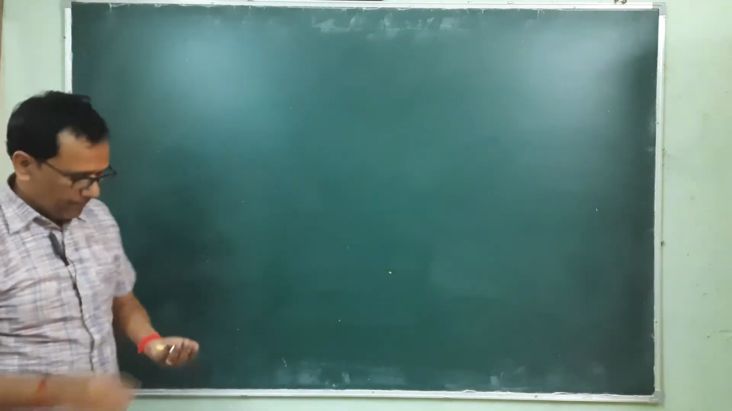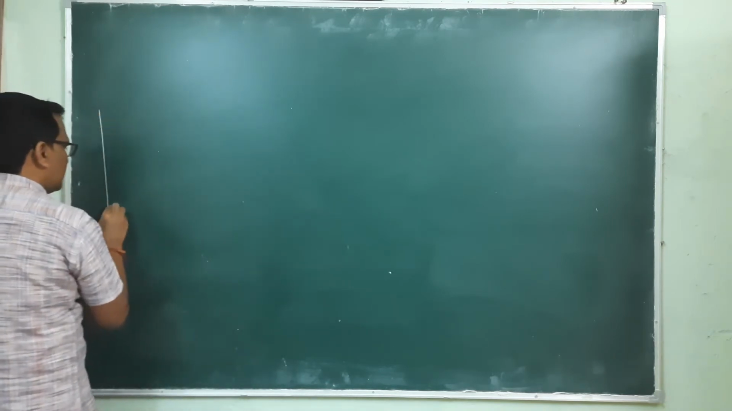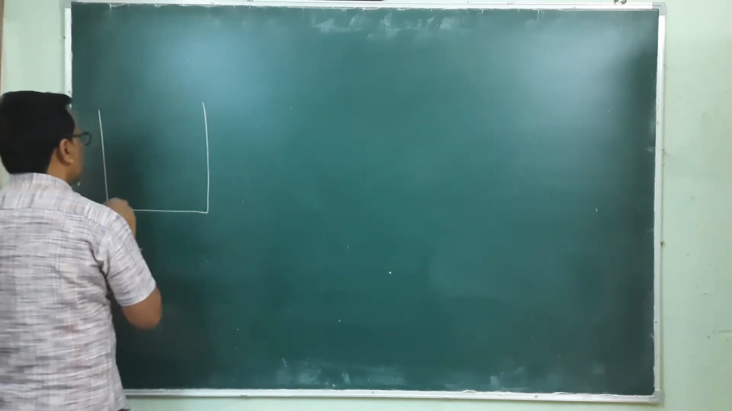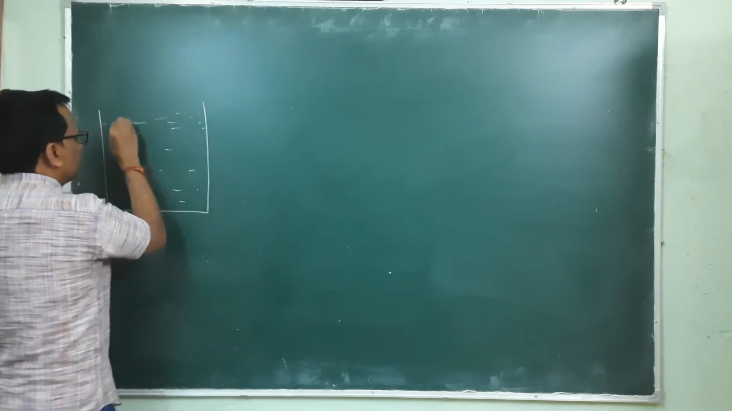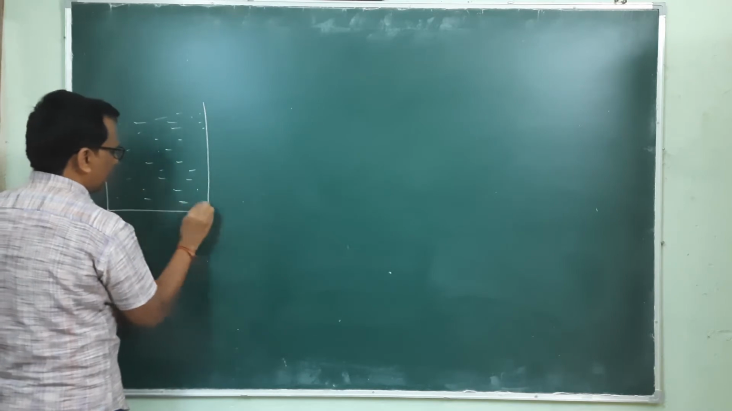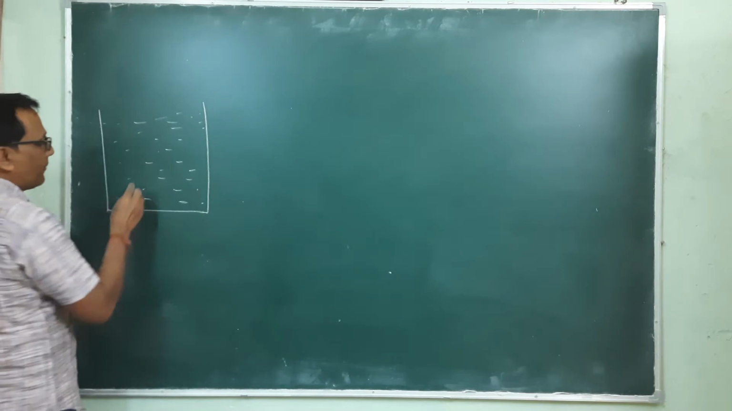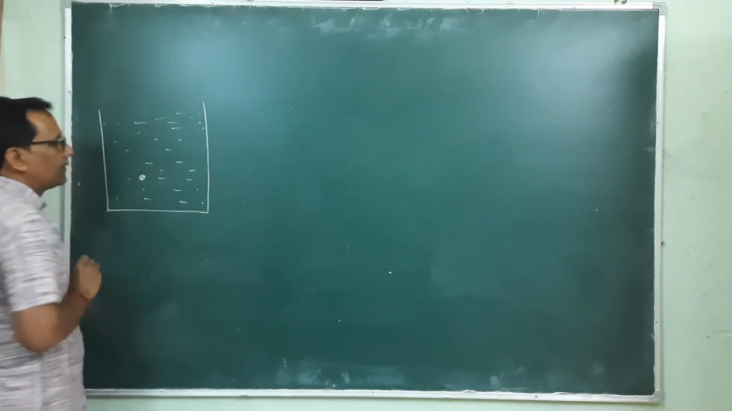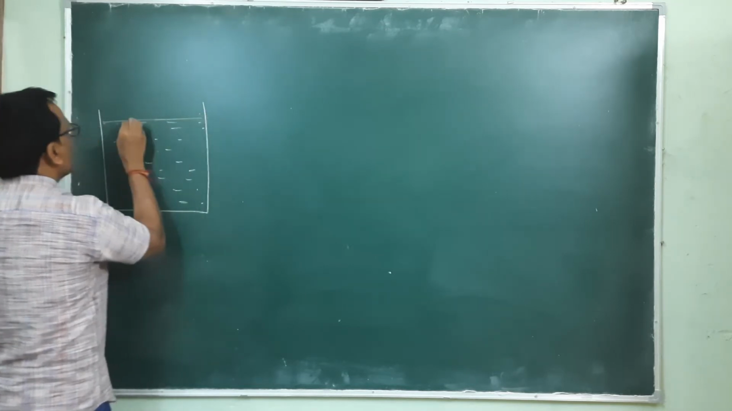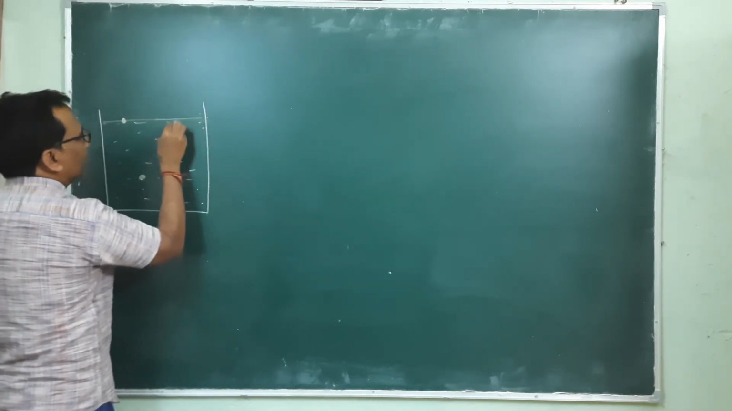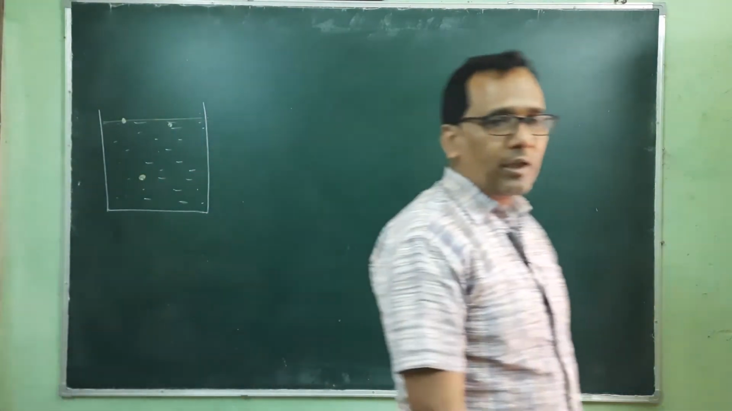So the molecular theory. Let us have that liquid made up of so many molecules. This is the container, and we will think about three molecules. One is somewhere here, and the next one is, if this is the surface, somewhere here, and the third one is somewhere here. So we are thinking about three molecules of water.